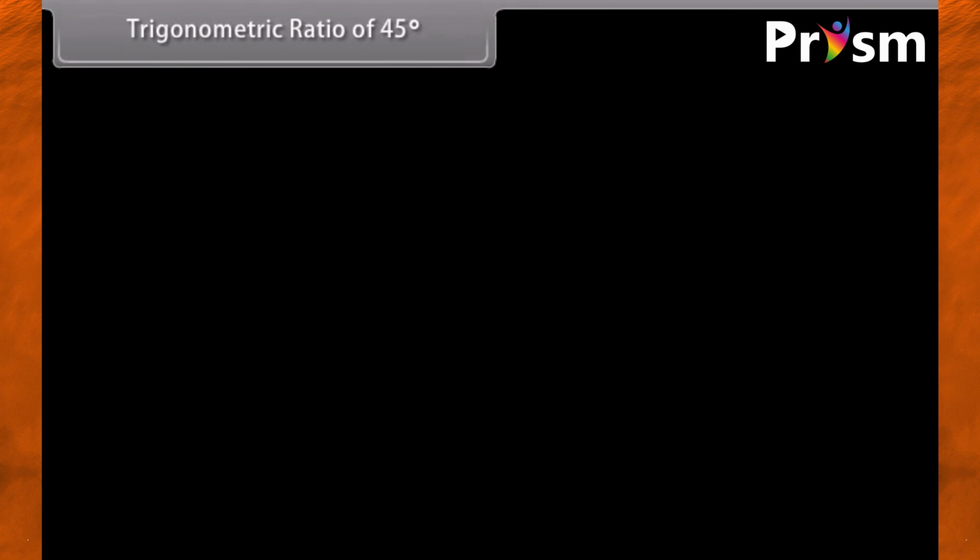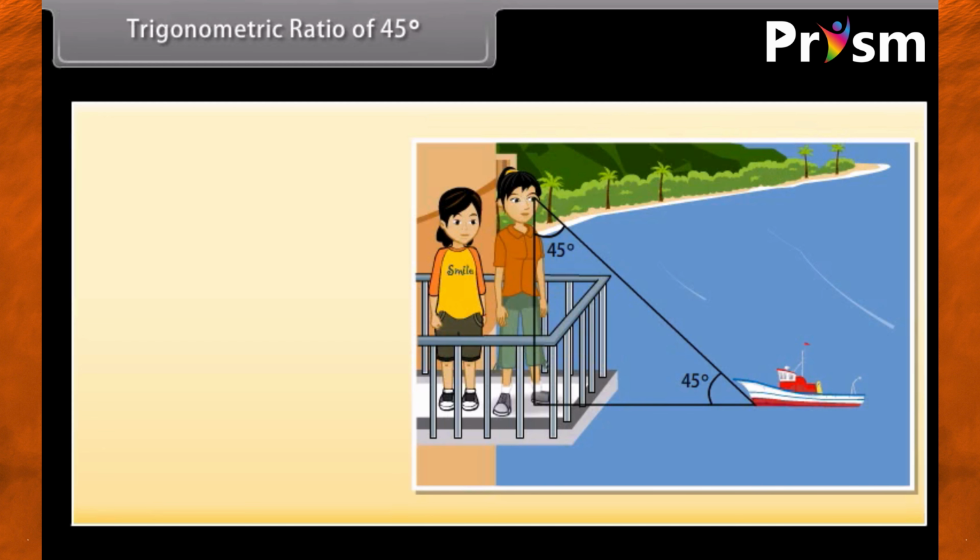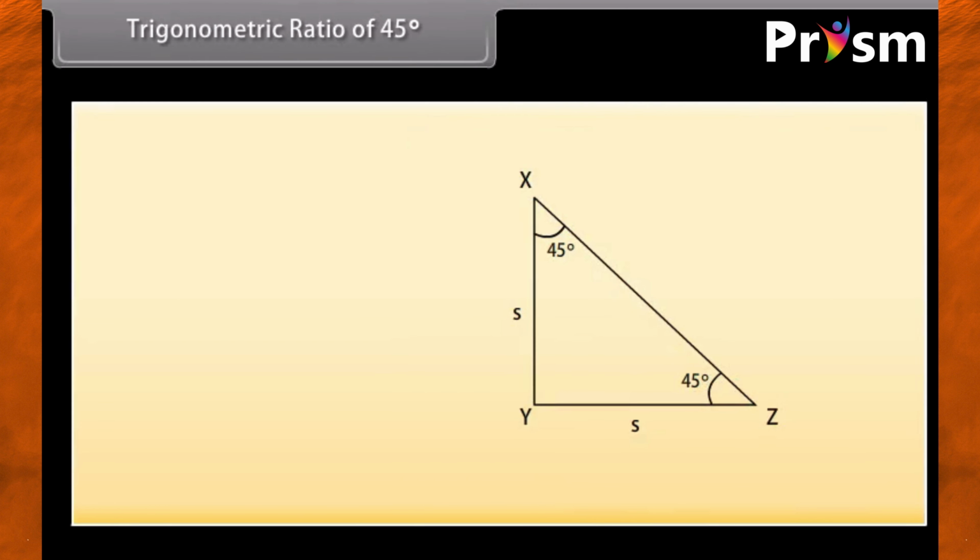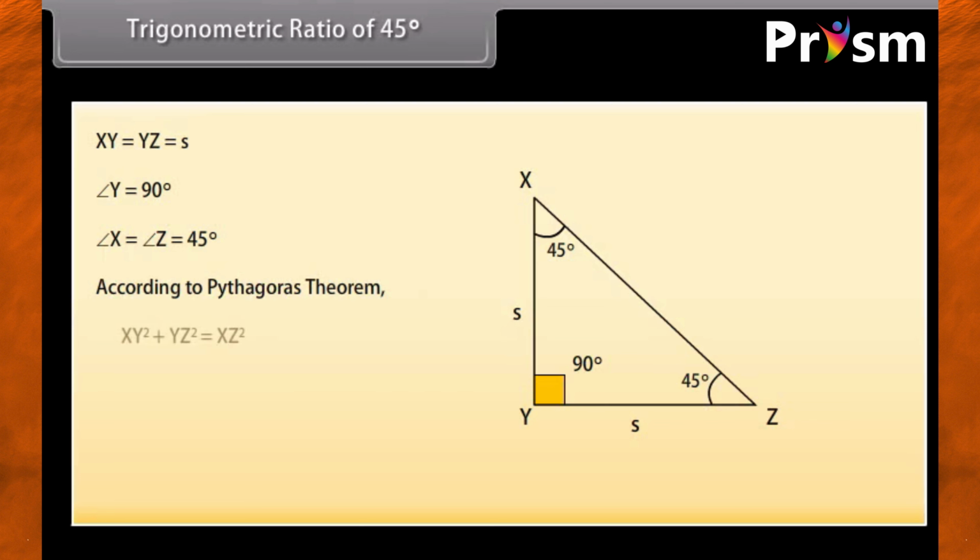Trigonometric ratio of 45 degree. Consider the right-angled isosceles triangle XYZ. XY is equal to YZ, which equals S. Angle Y is equal to 90 degree. Angle X is equal to angle Z, which is 45 degree. According to Pythagoras theorem, XY square plus YZ square is equal to XZ square. By substituting the values, we get S square plus S square is equal to XZ square. XZ square is equal to 2S square, which means XZ is equal to square root 2 S.